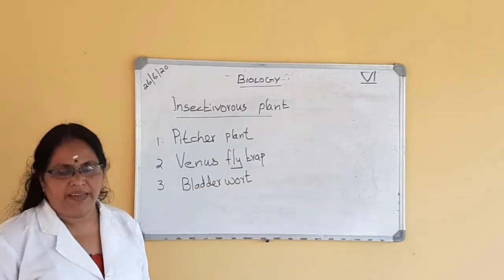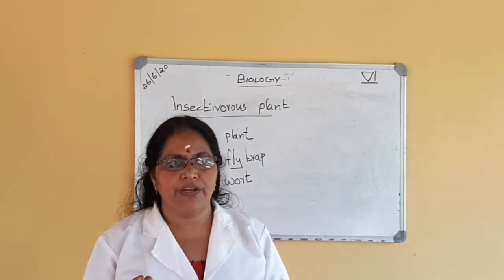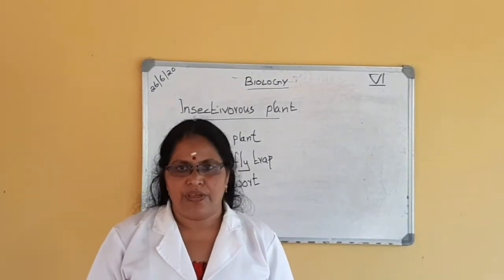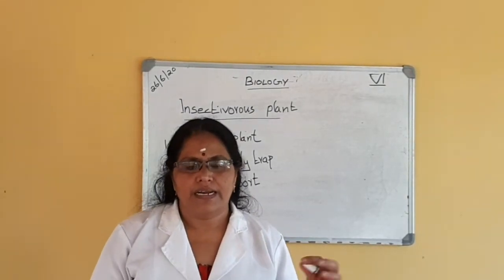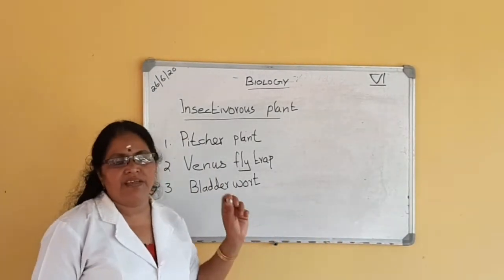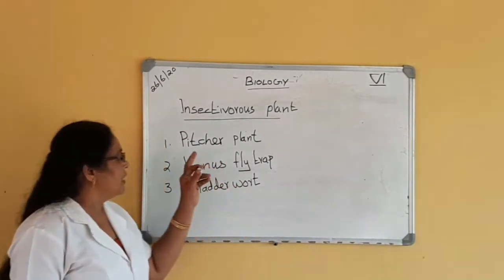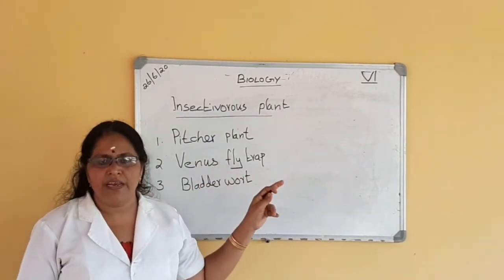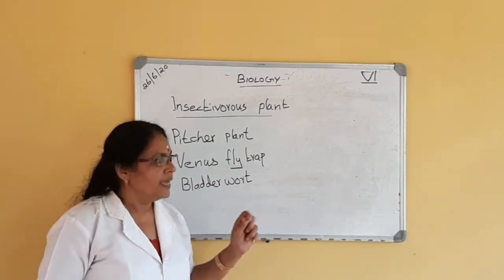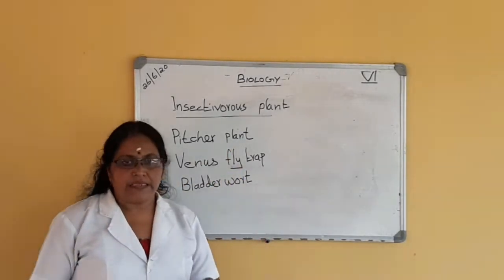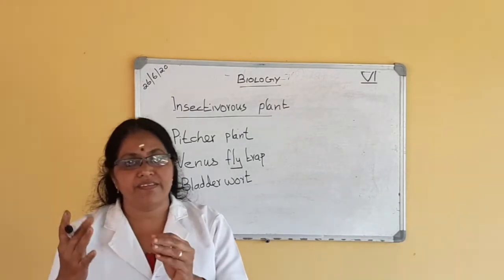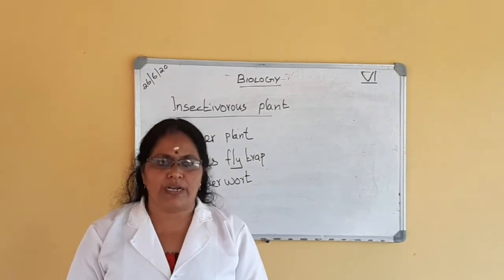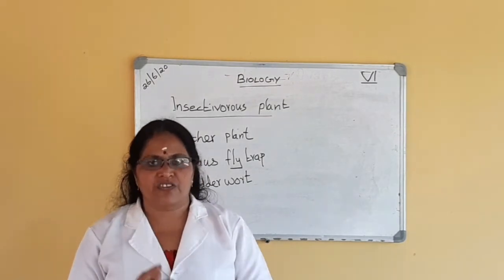In these three plants, the leaves are modified into some structures to trap the insects. Let us see what types of modifications are found in the insectivorous plants. What special feature can you see in the pitcher plant? In a pitcher plant, the leaf is modified into a pitcher-like structure. What do you mean by pitcher? Pitcher means something like a bottle.